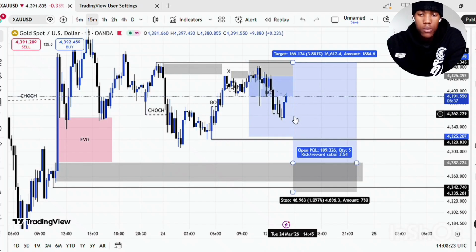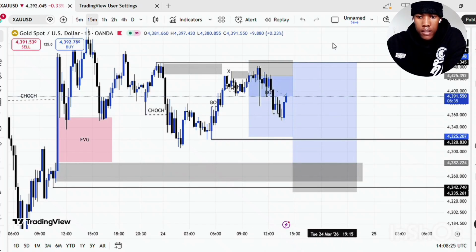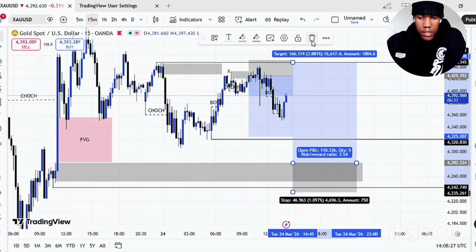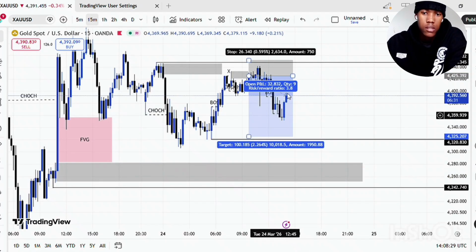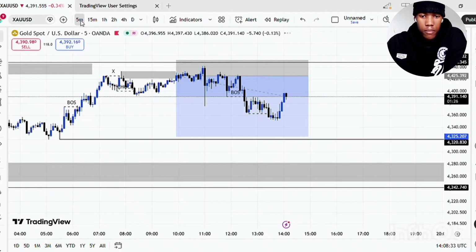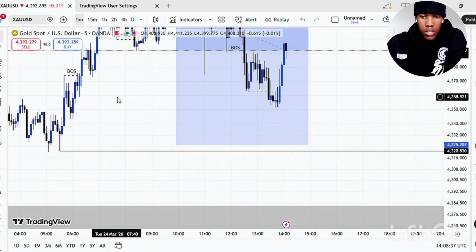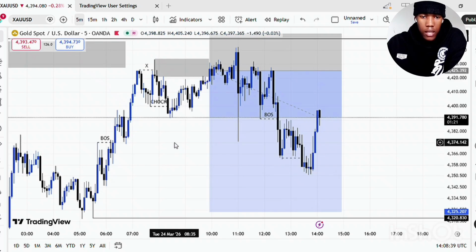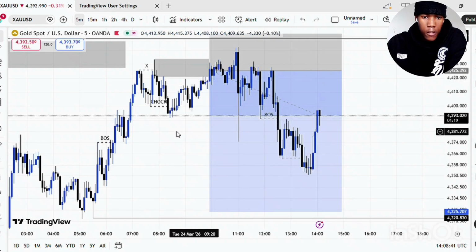If the market can make a push down here, I'm gonna take this trade as well, but with confirmation, because this trade I have taken with confirmation. So let me drop down to the 5-minute time frame to actually show you guys the confirmation that I waited for before the market started dropping down.